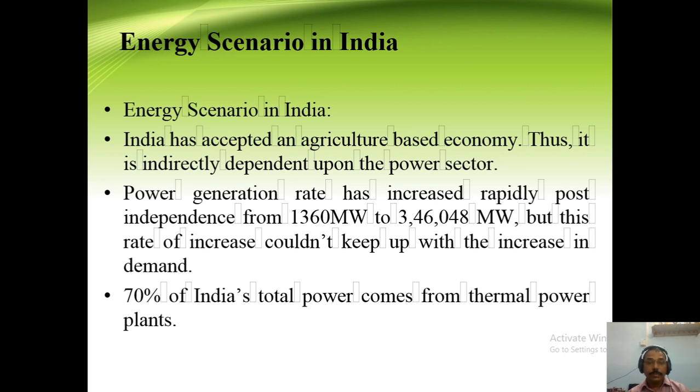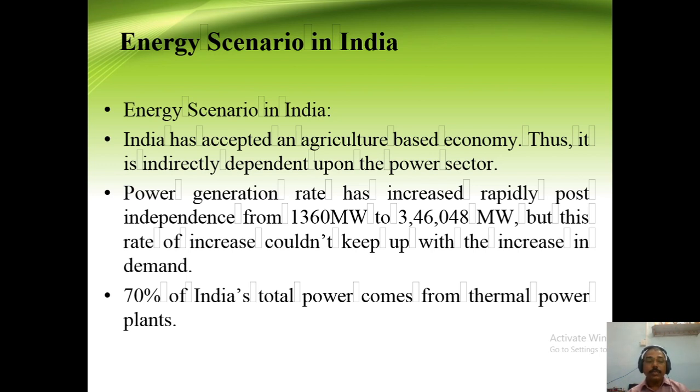According to statistics, when we got independence, at that time the power generation was 1360 megawatt, but now it goes around 3,46,000 megawatt. But keeping in mind the supply and the demand, the power we are producing today is not fulfilling the demand, and hence there is still a shortage of power in our nation.